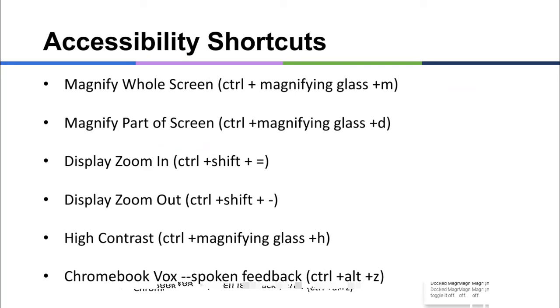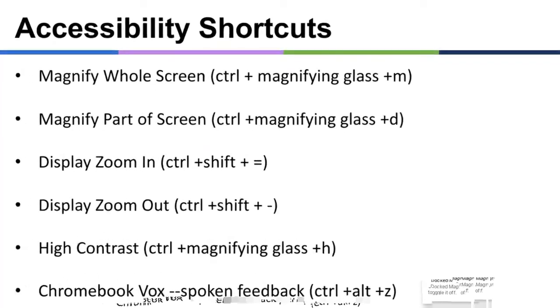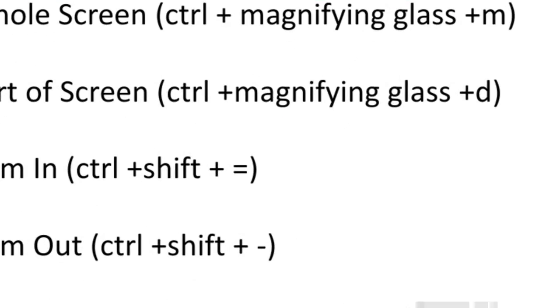Say I don't want to magnify, I just want to zoom into the screen. I'm going to do Control, Shift, and the equal sign. And now I can zoom in. I'm finished with being zoomed in. I can hit the Control, Shift, and the minus sign.